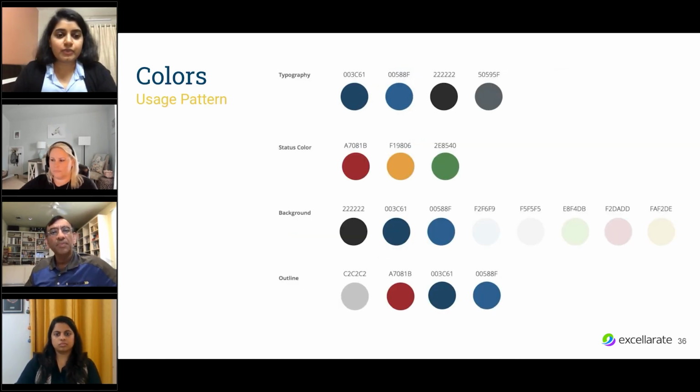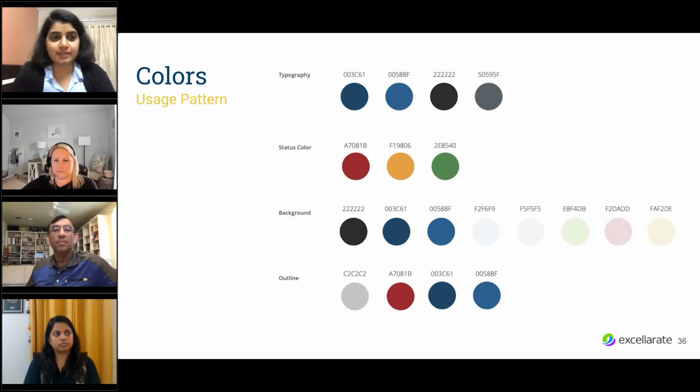We also defined the usage pattern for the same, like what should go for typography, what should be for status color, what should be for background and outline. Gradients were also defined for the same. These colors are also defined based on the accessibility WCAG guidelines, considering our products mostly support and focus on continuing with and maintaining these guidelines. That was also covered in the same.